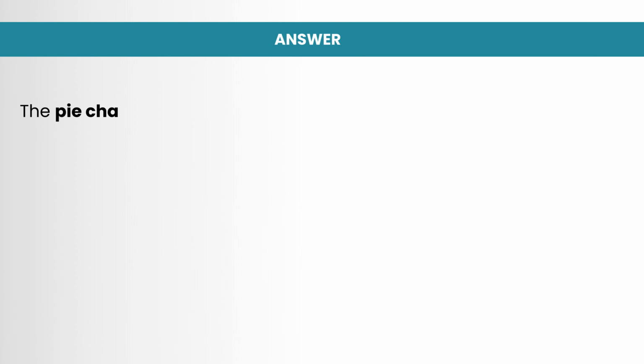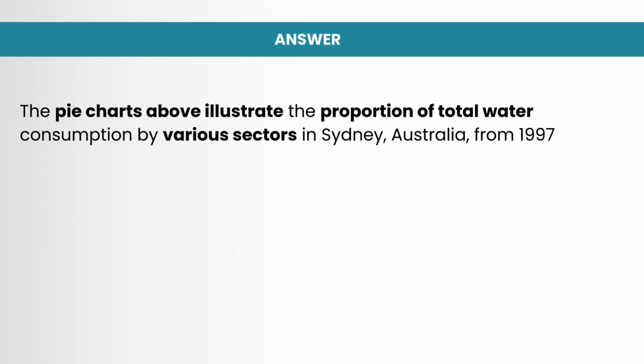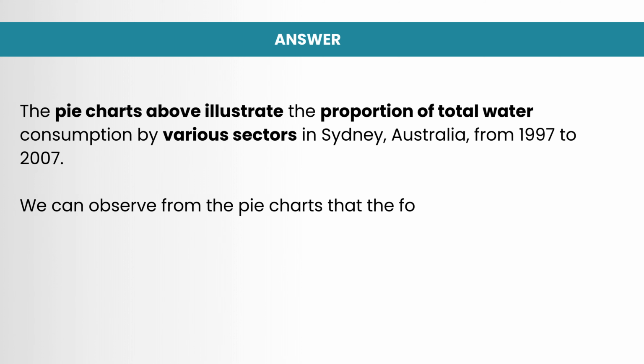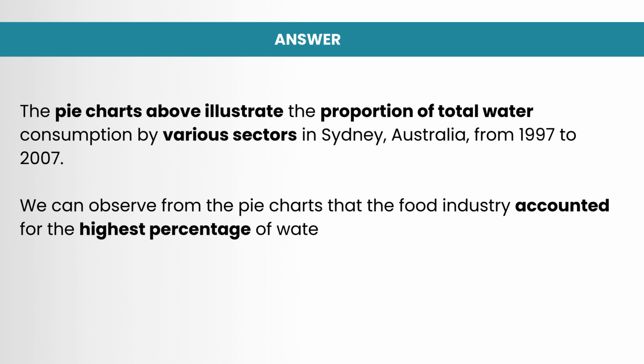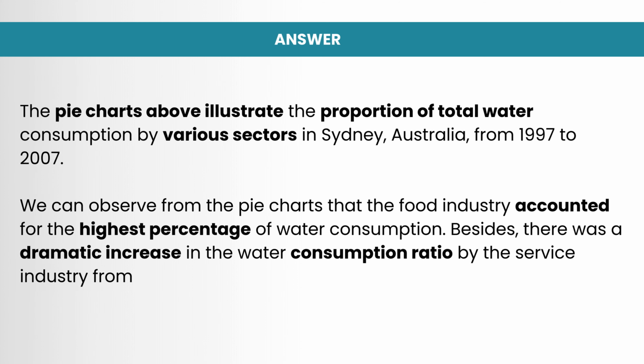Answer. The pie charts above illustrate the proportion of total water consumption by various sectors in Sydney, Australia, from 1997 to 2007. We can observe from the pie charts that the food industry accounted for the highest percentage of water consumption. Besides, there was a dramatic increase in the water consumption ratio by the service industry from 1997 to 2007.